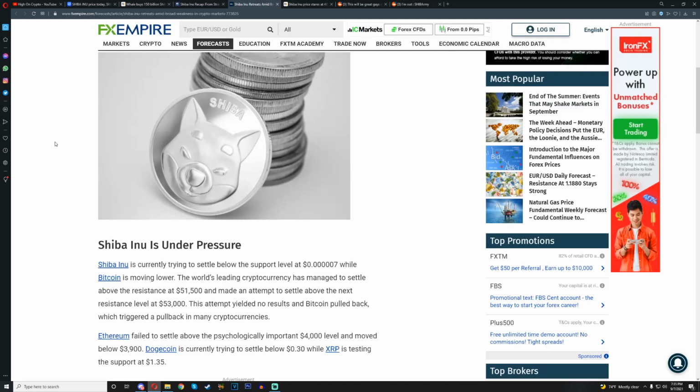Shiba Inu is under pressure. Shiba Inu is currently trying to settle below the support level at 0.007, while Bitcoin is moving lower. The world's leading cryptocurrency has managed to settle above the resistance at $51,000 and made an attempt to settle above the next resistance level at $53,000. This attempt yielded no results and Bitcoin pulled back, which triggered a pullback in many cryptocurrencies.